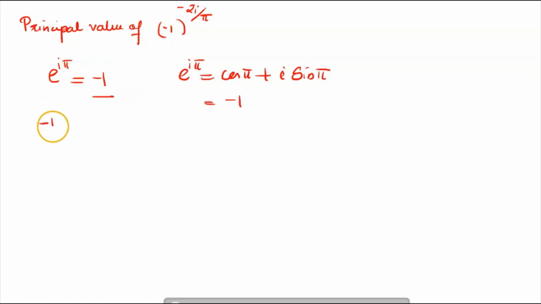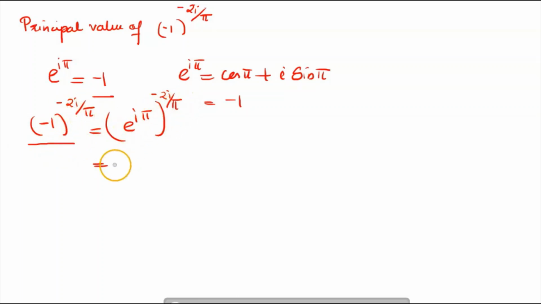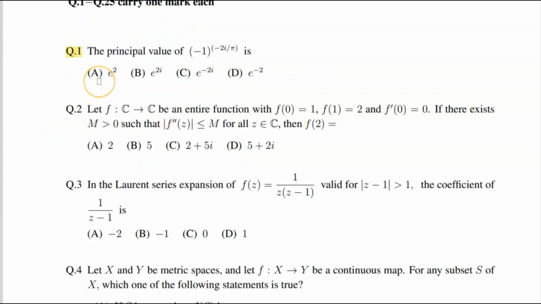Now let's raise -1 to the power -2i/π on both sides: (e^(iπ))^(-2i/π). We need to find the principal value of (-1)^(-2i/π). So π cancels. What do we get? e^(i·(-2i)). i times i is i², which is -1, and -2 becomes plus 2. So this is e^2, or e². So the answer is option A, e².